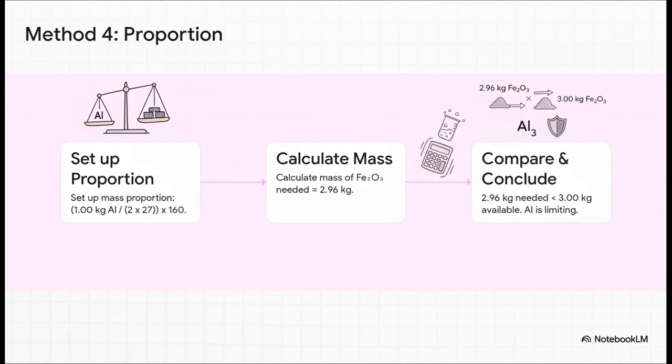And for our 4th and final valid approach, let's look at method 4. And as you probably guessed, it's just the proportion version of method 2. We calculate the mass of iron oxide we'd need to react with our 1 kilogram of aluminum. The result? 2.96 kilograms, which is less than the 3 kilograms we actually have. The iron oxide is in excess, so the aluminum is limiting. 4 different methods, same correct answer.